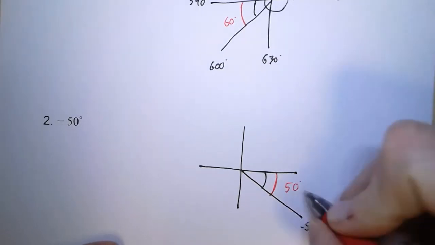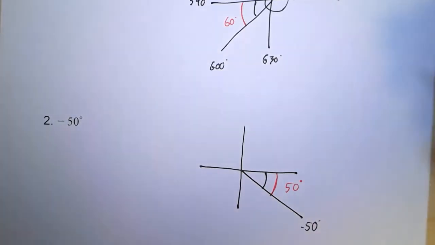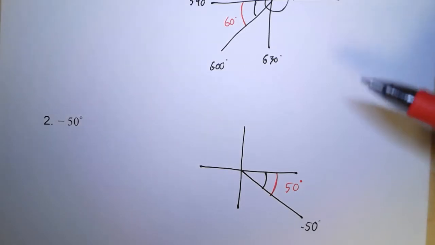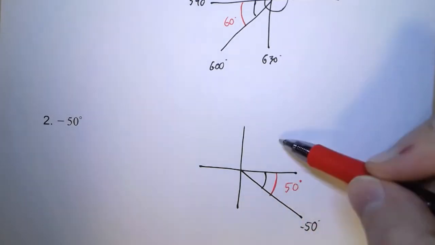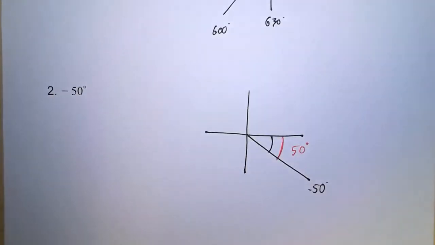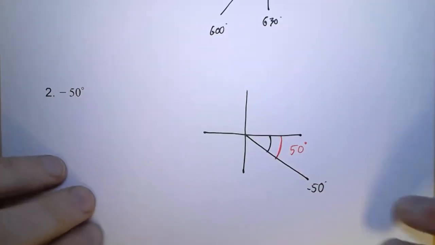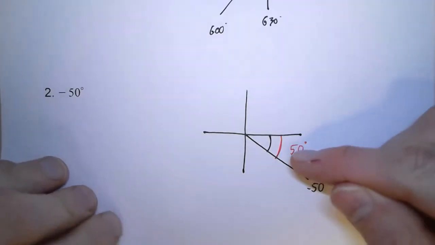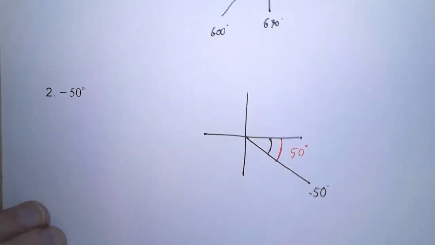It's 50 degrees. Now reference angles don't have a positive or a negative because reference angles don't care whether they rotate up or down. It doesn't matter. So negatives are meaningless when it comes to reference angles. It's simply what is that amount of rotation between this side and the x-axis.